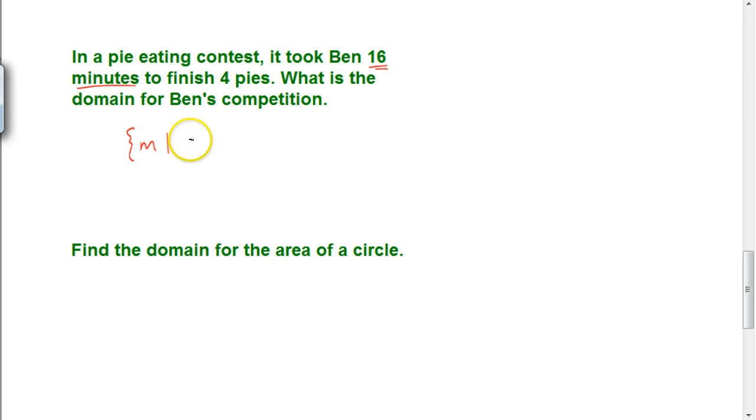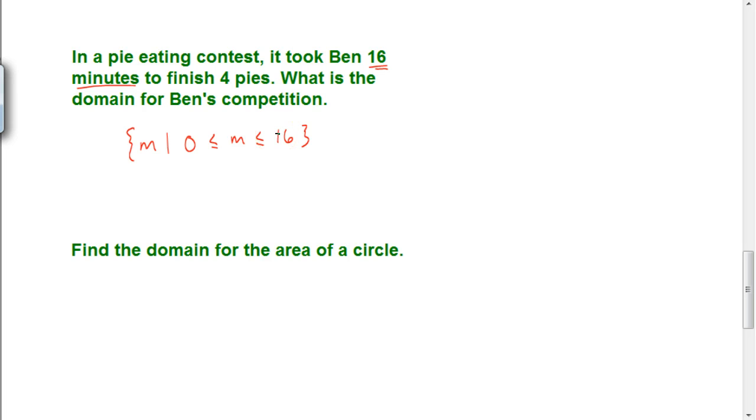So he started at 0 minutes, started eating his pies, and he ended at 16 minutes. So our time, our number of minutes, goes from 0 to 16. So that's how we would write this using set builder notation. Because again, this represents the fact that the number of minutes, the smallest amount was 0, and after 16 minutes he was finished, and so it ends at 16.